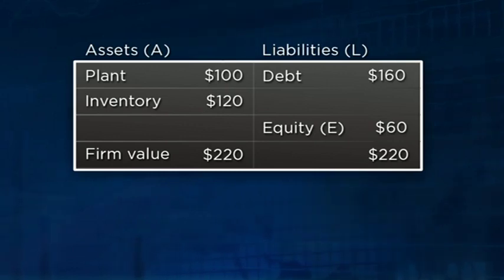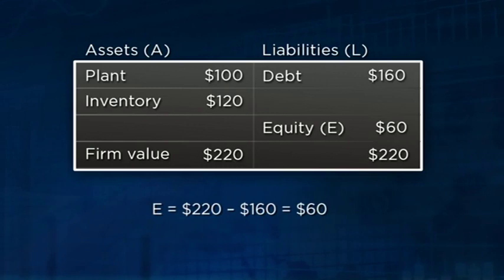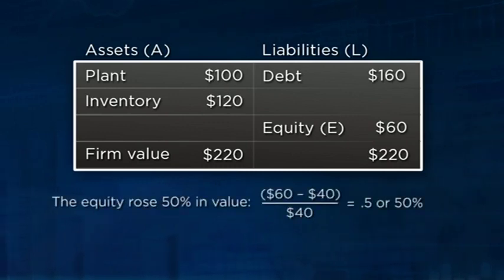In response, the equity value will be $220 million, the value of the assets, minus $160 million, the value of the debt, equals $60 million. Given this good news, the equity rose 50% in value, from 40 to 60. So 60 minus 40, all that divided by 40, that's 0.5, or a 50% increase. Recall, prior to the firm changing its debt-to-equity ratio, the return from such good news was only what? It was 40%, or 20 over 50 million.